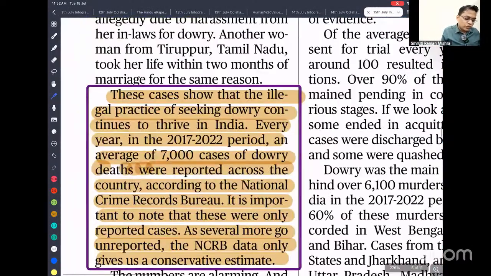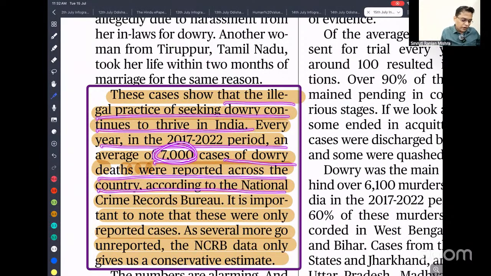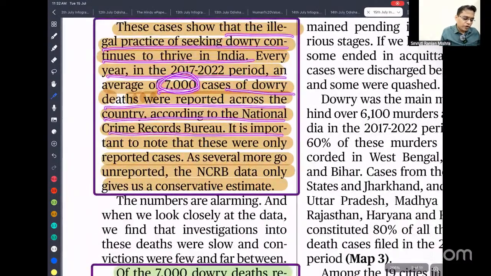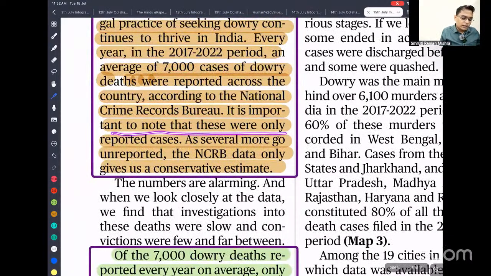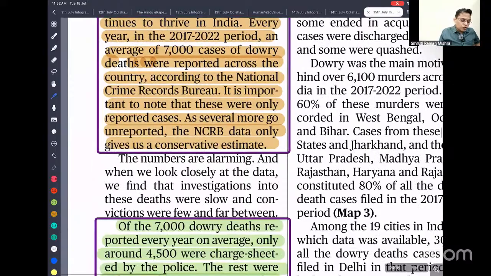These cases show that the illegal practice of seeking dowry continues to thrive in India. Every year, around 7,000 cases of dowry death are reported across the country, according to the National Crime Records Bureau. It is important to note that these were only reported cases, and several more go unreported. So this report is very underreported, and the actual data can be very high. Okay, so just note them down.